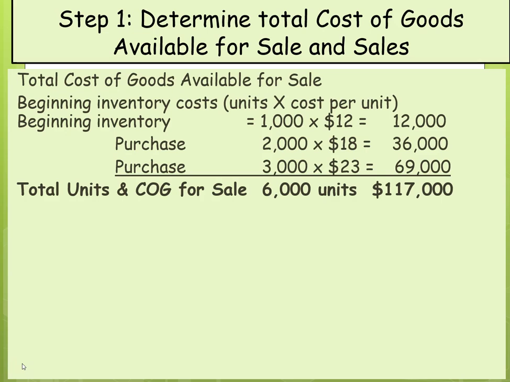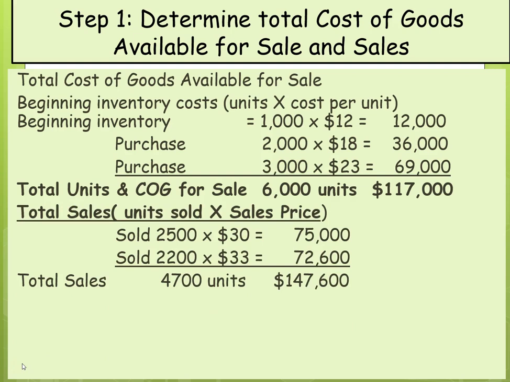That's the amount that I should have as a total when I come up with my number for cost of goods sold and ending inventory. When I add them together, they have to equal 117. Next, what was my sale if I'm trying to figure out gross profit? In this case, when I add up the 2 points of when things were sold, I sold 4,700 units, and the sale price of those is $147,600.